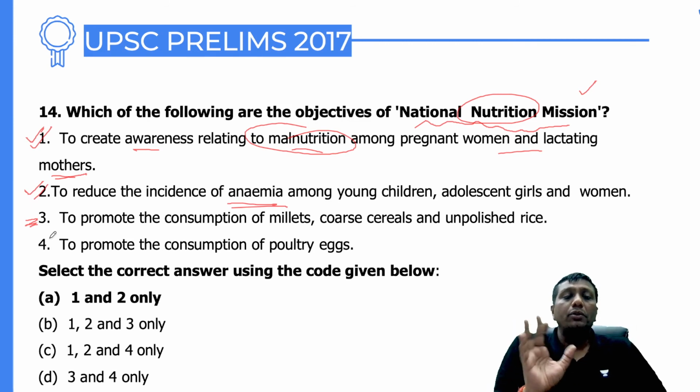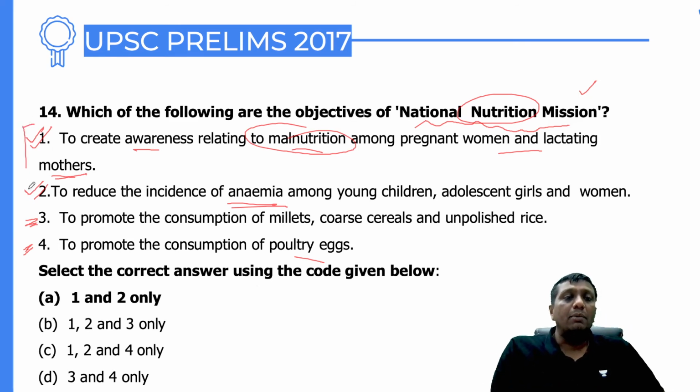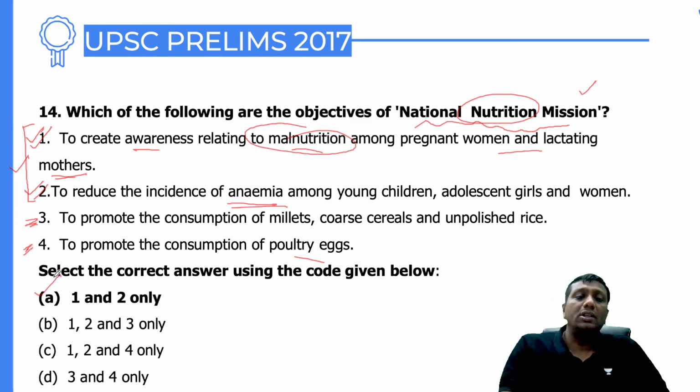Here we are not going to distribute any kind of millet, coarse cereals and polished rice. To promote the consumption of poultry eggs, also not there. To provide the guidelines, these types of things are required for you people, but they are not going to supply to anyone. Ultimately the point is that here only 1 and 2 are correct, not third and fourth.